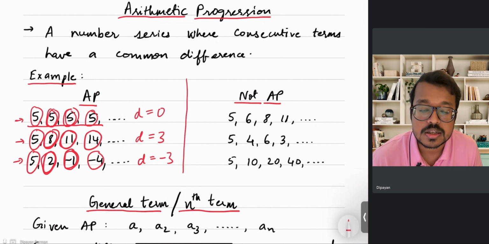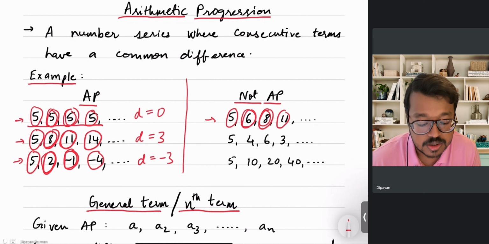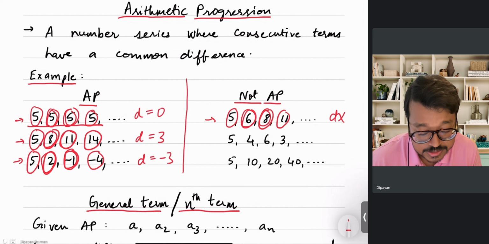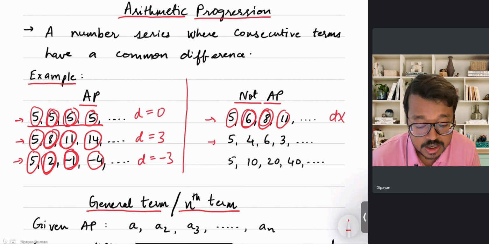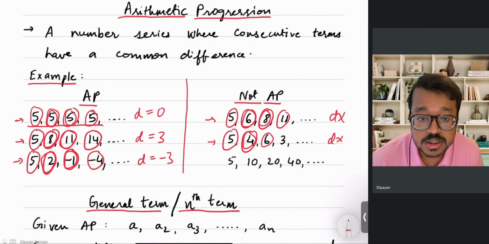And on the right side, there are some examples of number series which are not an AP. So suppose we have the numbers 5, 6, 8, 11. 6 minus 5 is 1. 8 minus 6 is 2. 11 minus 8 is 3. So there does not exist a common difference, so it is not an AP. In the second example, 5, 4, 6 and 3, the difference between the consecutive terms, 4 minus 5 is minus 1, 6 minus 4 is 2. So again, there is no common difference, it is not an AP.